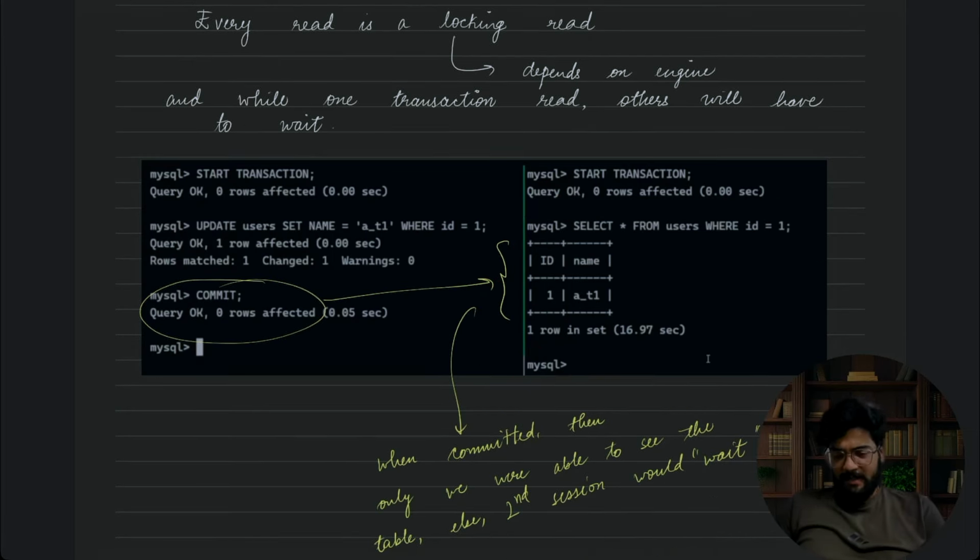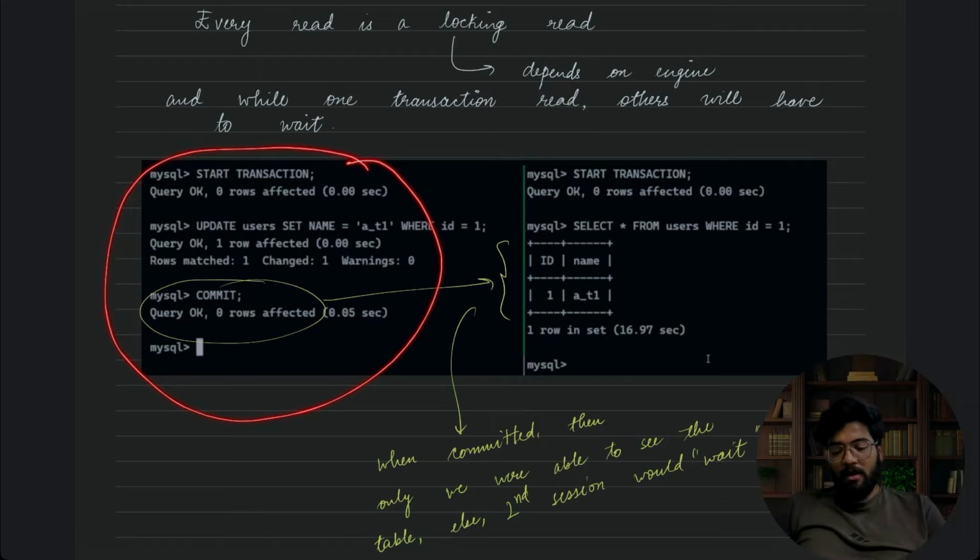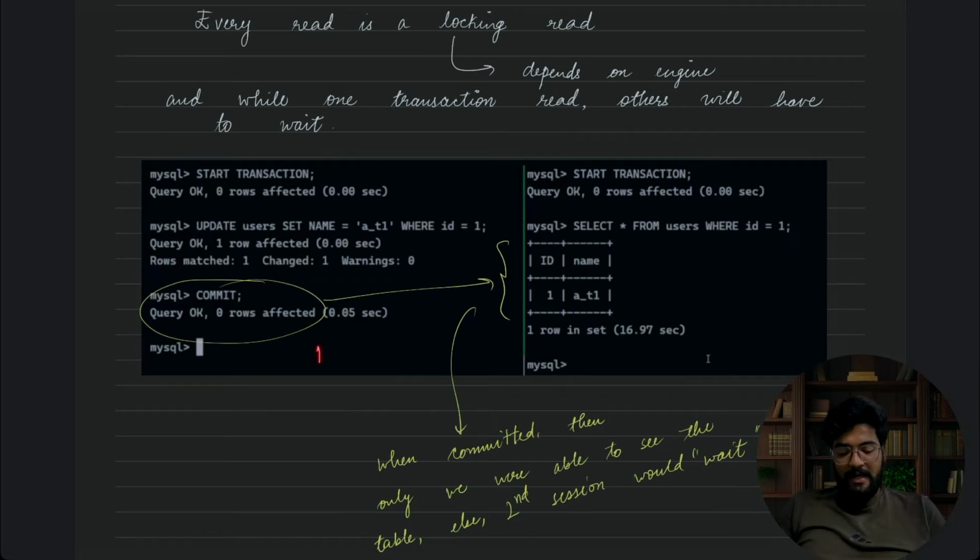So what it signifies is that every read is a locking read. This is going to lock all the other transactions from reading this particular data until I commit this transaction. Only after that are we able to see the table in the second session. Until then, it is going to wait.